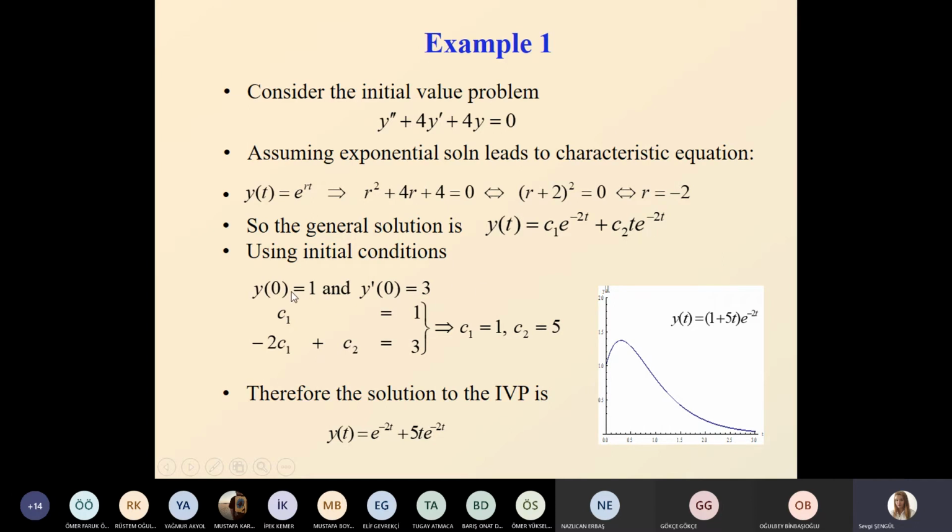Again, to be able to use the initial conditions, you need to plug them in here, 0, 0. When t is 0, you have only c1, and you take the derivative, put in 0, you can find c1 and c2, and you can find your general solution, and the solutions are like the distinct root ones, like polynomial ones.